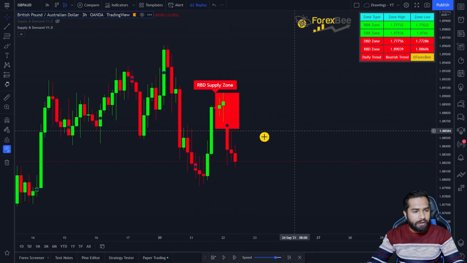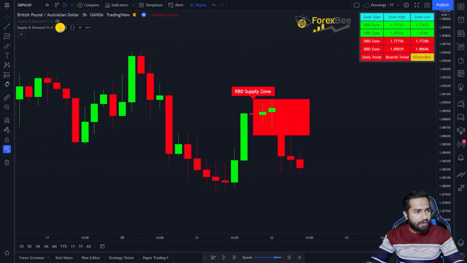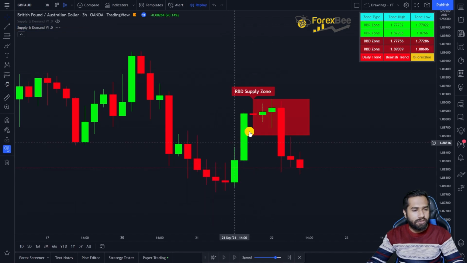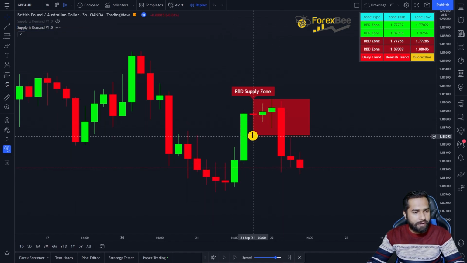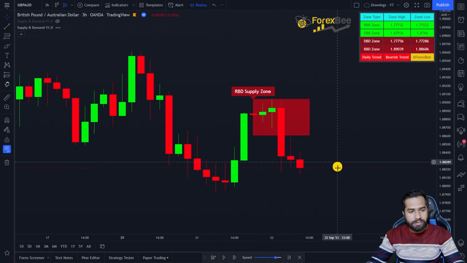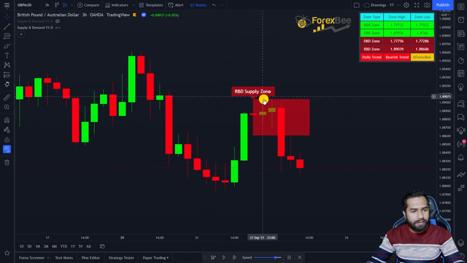And here, let me just zoom in. Let me just decrease the opacity here. So here you can see the indicator has detected a rally based drop supply zone, and as we discussed earlier, in that rally based drop supply zone, the first candle is a big bullish candle, and then there are base candles, and then again the last candle is a big bearish candle. This represents that there is a supply zone created in the market.